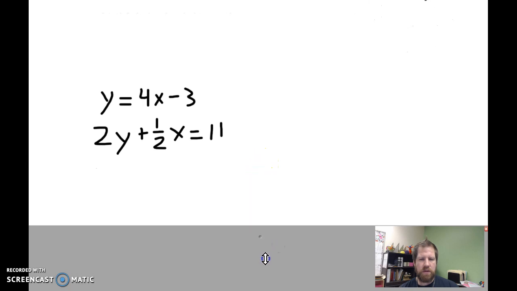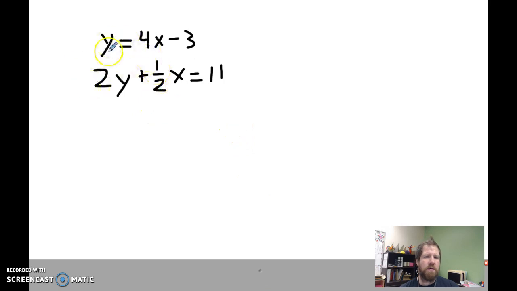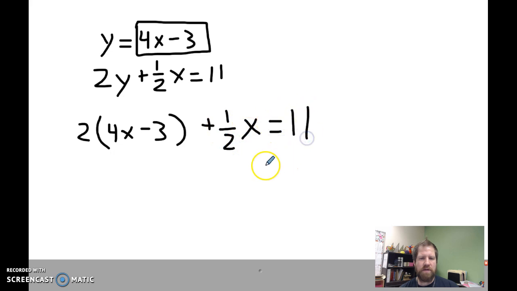This one might be a little trickier because we've got fractions in there, but we should be able to make it work. I've already got y isolated here, so this is what I'm going to be substituting. I'm going to bring my 2 down and open my parentheses. So this comes in for y: 4x minus 3, close parentheses, plus 1/2 x equals 11.